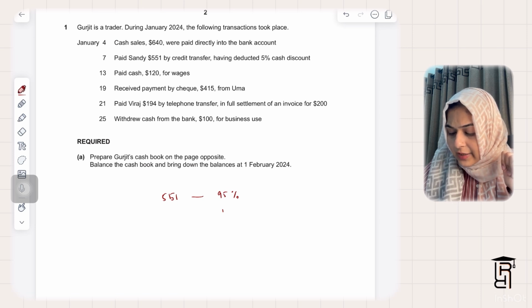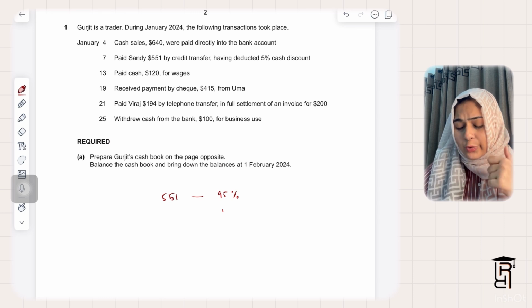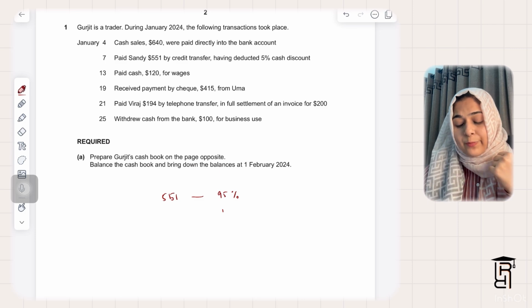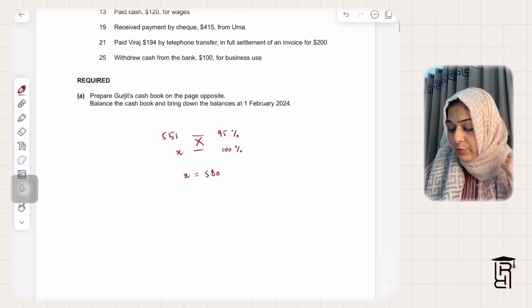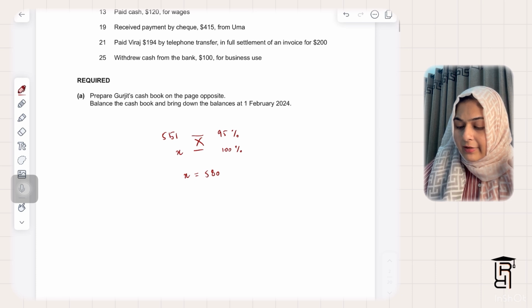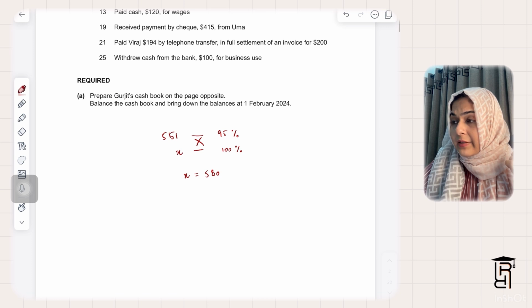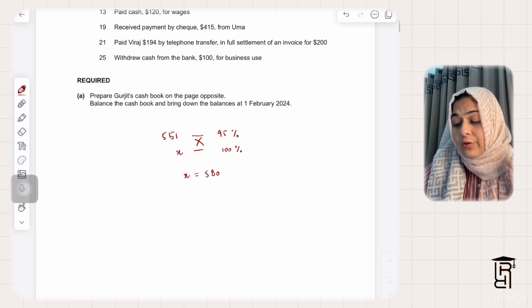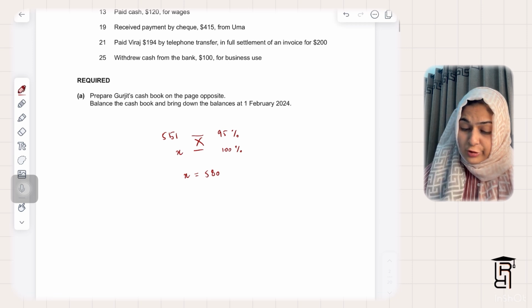So if we calculate 100% of this, we will get x is equal to 580 when we cross multiply. And what we are going to do here is 580 minus 551 is the discount that we are receiving when we are paying the amount to Sandy. So 551 is what we are paying. On the credit side, I'll write here Sandy, and in the bank column I will write 551. In the discount received column I will write $29, because 580 minus 551 is $29. And this is going to be January 7.